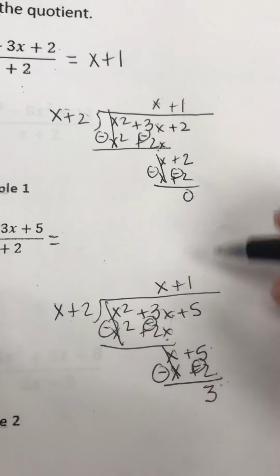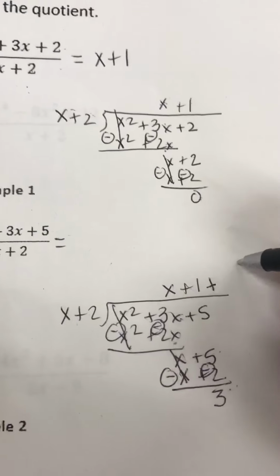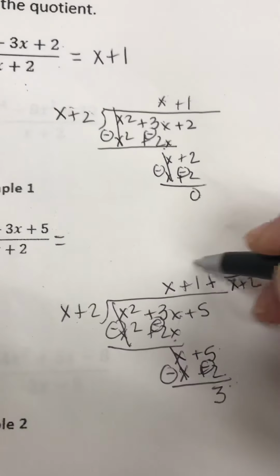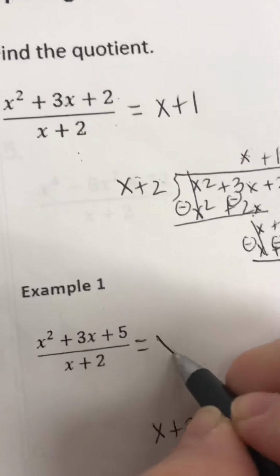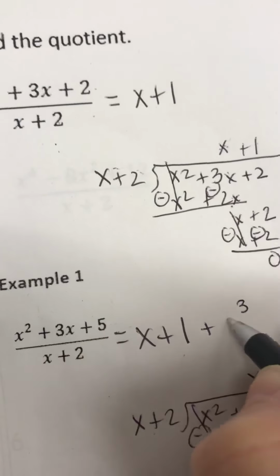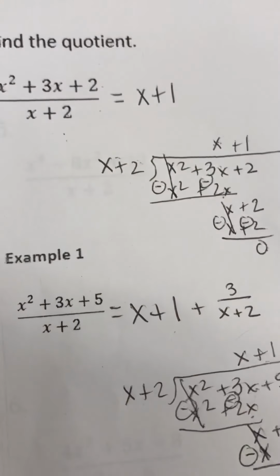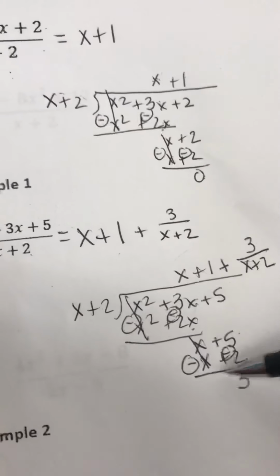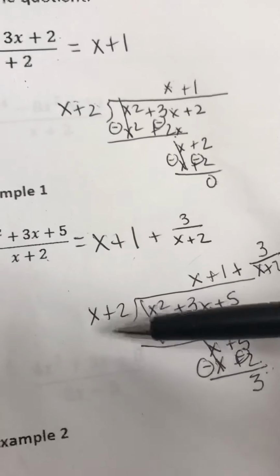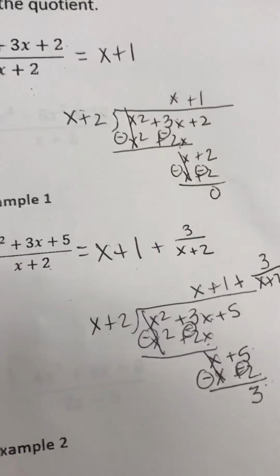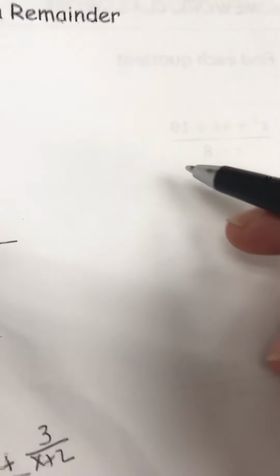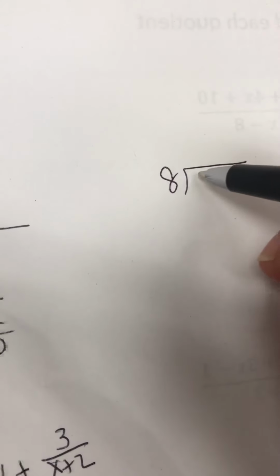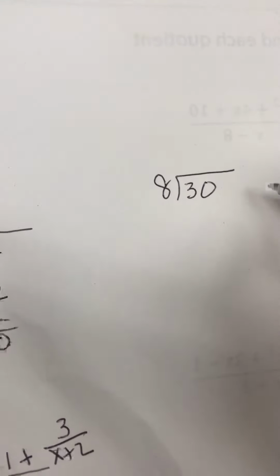So what we do is, since it's positive, we're going to put plus 3 over the divisor. The divisor was x plus 2. So this whole thing is the answer: x plus 1 plus 3 over x plus 2. This divisor should always equal this. So because I had a remainder, that means x plus 2 is not a factor and negative 2 is not a root.